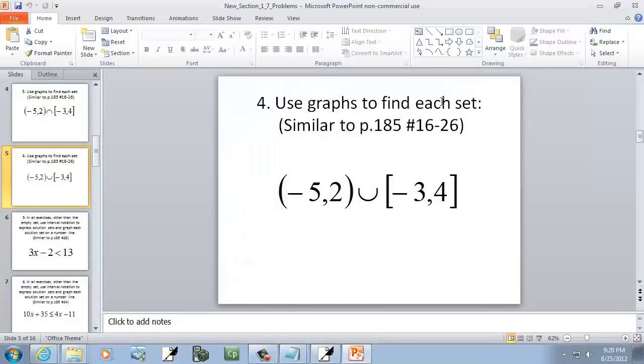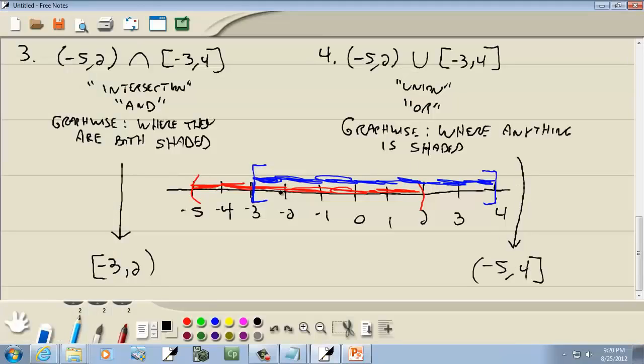Now see, it says use graphs to find each set. Again, it's best to visually look at this. What they're getting ready to point out to you is that later on when we're dealing with absolute value inequalities, sometimes it's hard to understand how they get their answer unless you look at the graph. And then if you look at the graph, it makes perfect sense why it comes up with what they do.